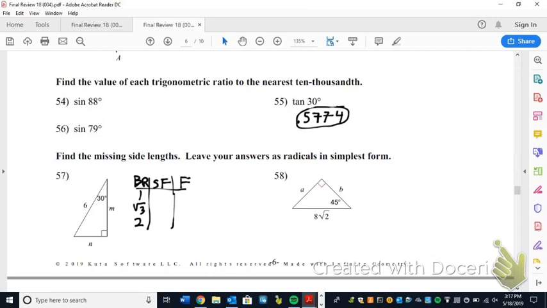So we know that our final is 6, and that's across from the hypotenuse. So I know that my scale factor is equal to my final divided by my base ratio, or 6 over 2. So here my scale factor is 3. Then I just multiply across. So my finals are 3 and 3 radical 3.